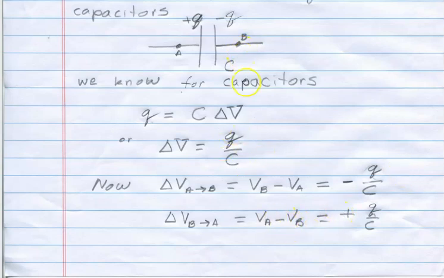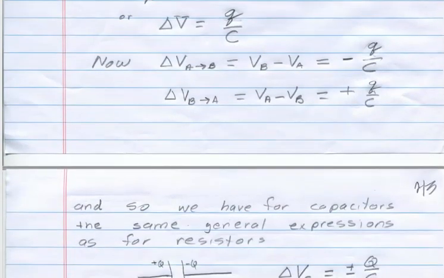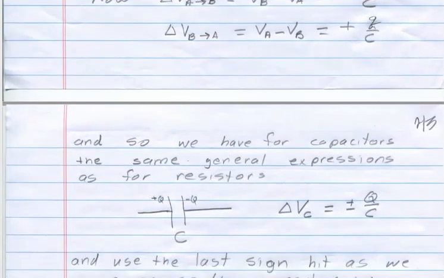Vice versa, as I go from B to A, then I get a potential increase. I'm going from low potential initially to high potential. VA is the high potential side of this because that's the positive charge, and VB is the low potential side, and so we choose the positive sign there to get the correct sign. And so we get essentially the same rule for capacitors.